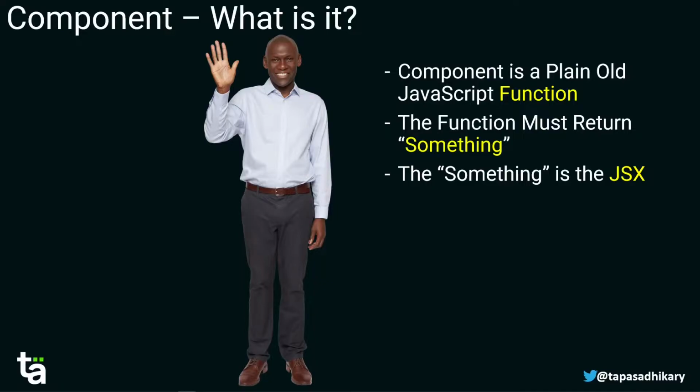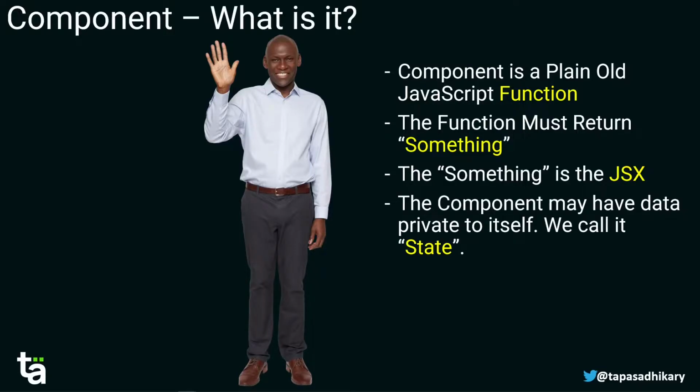So far, good: JavaScript function, JSX. Now the last 2 points, which we'll be learning in this particular video. Please pay attention to that. The component may have data private to itself. We call it state. It means that in a component we will be handling certain data. It could be user data, it could be pets data, it could be movies data, it can be any data. The data that you handle within that component is called state.